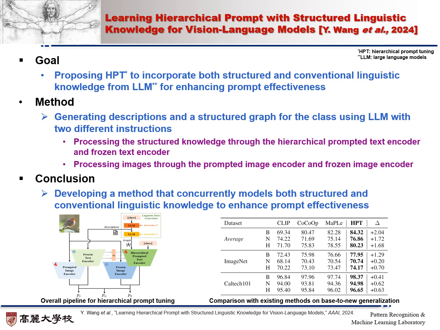And let me explain the conclusions. The method proposed in this paper improves prompting effectiveness through hierarchical prompt tuning and shows performance improvements for both base classes included in training and new classes not included in training, as shown in the experimental table on the bottom right. In particular, the performance improvement for new classes on the vision language model is noteworthy.